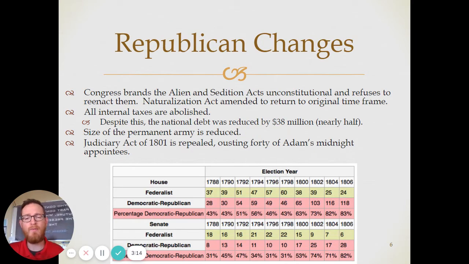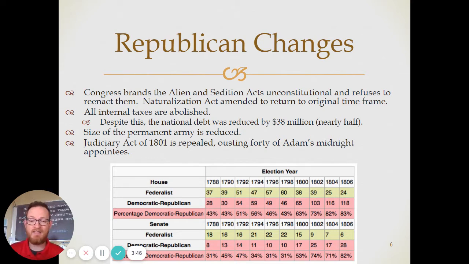So, Republican changes. He comes into office, and Congress, of course, would brand the Alien and Sedition Acts unconstitutional. The Naturalization Act would be amended to return to its original time frame. So all of that stuff that John Adams had signed, all of that would be gotten rid of. And this was seen as very, very important because, again, remember the Republicans charged that the Alien and Sedition Acts were unconstitutional, which I tend to agree with them that they were. They limited people's First Amendment freedom of speech.